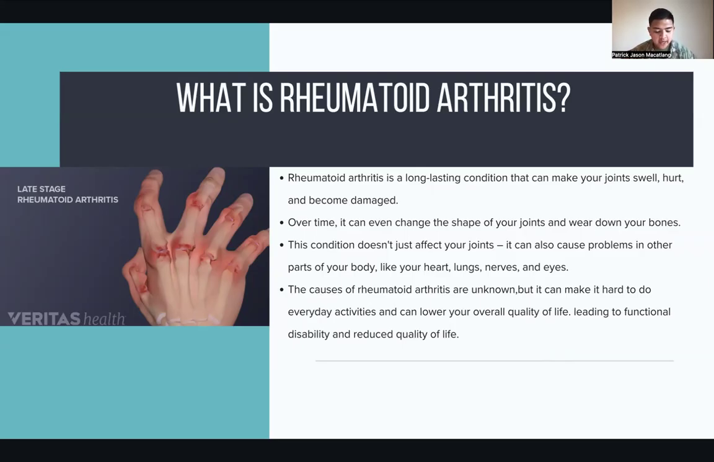The cause of RA is unknown, but what we know is that RA can make it hard to do everyday activities and can lower your overall quality of life. This can lead to not being able to do what you would like or need to do on a daily basis.